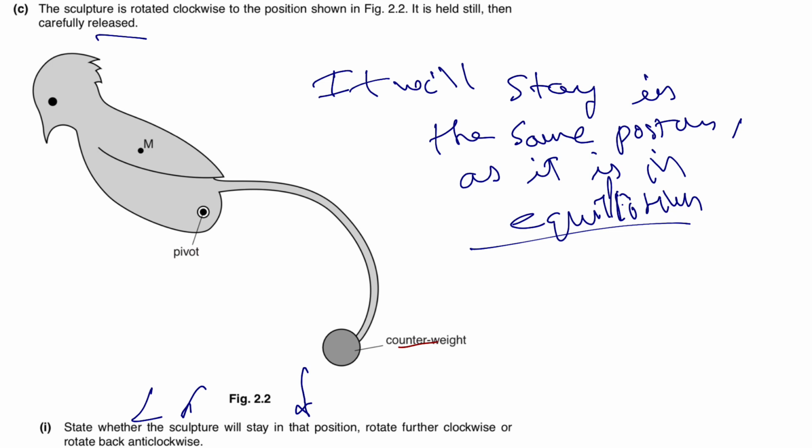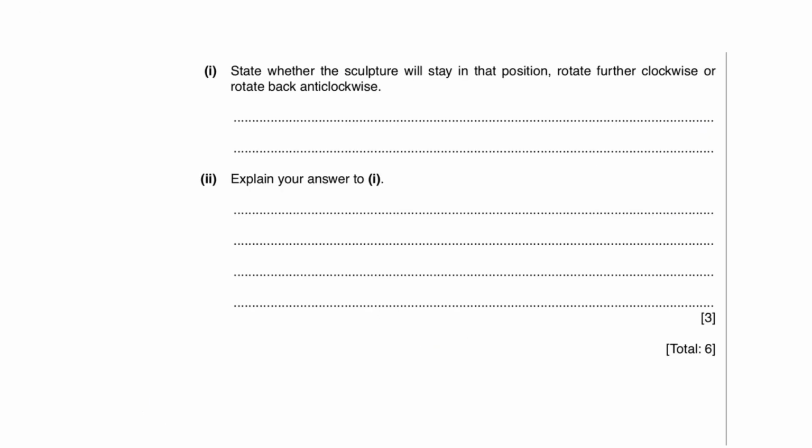Now the second part of the question, let's see. Explain the answer to part 1. So why will it stay in equilibrium? We have written here equilibrium. Why will it stay in equilibrium? Because, as you know, clockwise moment is equal to anti-clockwise moment.